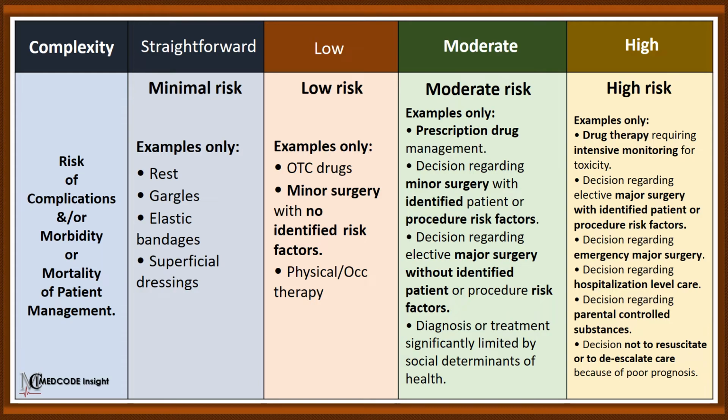At the high risk level, examples include drug therapy requiring intensive monitoring for toxicity, decision regarding elective major surgery with identified patient or procedure risk factors, emergency major surgery, hospitalization level care, parenteral controlled substances. It also includes decision not to resuscitate or de-escalate care due to poor prognosis.